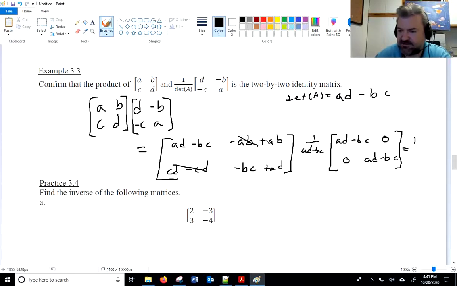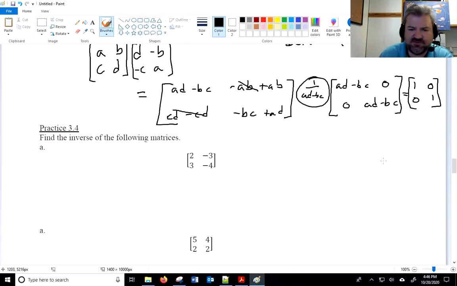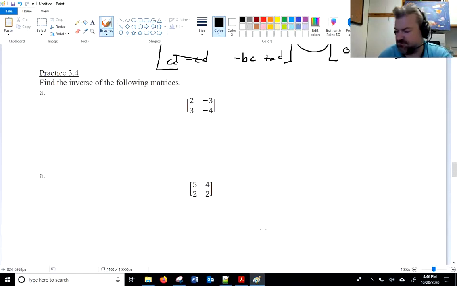0 divided by that is 0. 0 divided by that is 0. And AD minus BC divided by itself is 1. So indeed, it is 1, 0, 0, 1 as long as that number right there is not undefined. So this formula must definitely work. All right, so what I want you to do is find the inverse of the following matrices. Pause the video, use our formula, and do it.